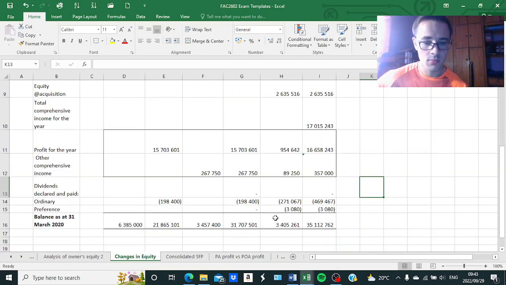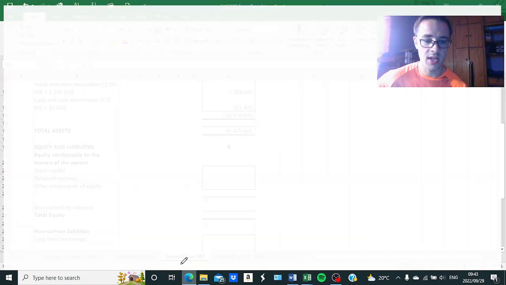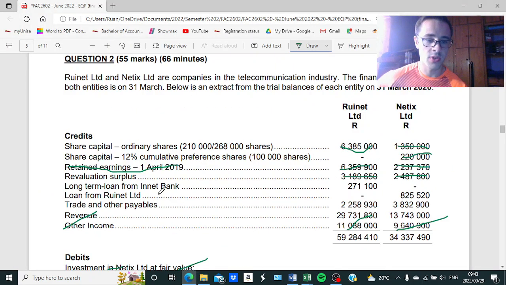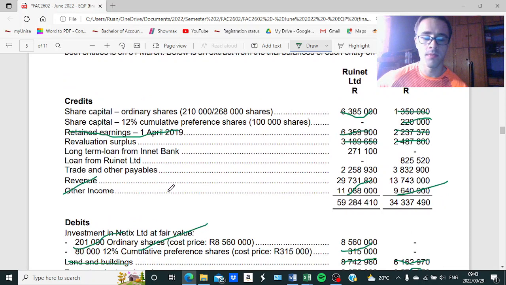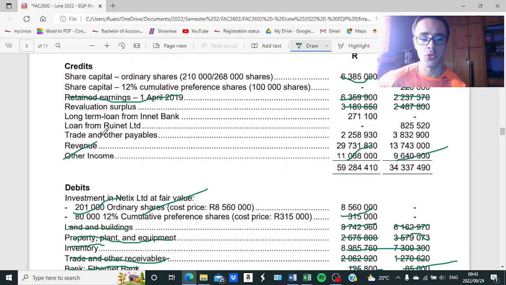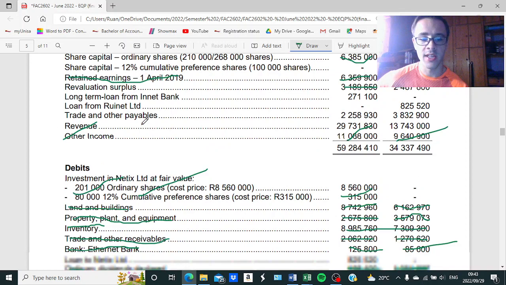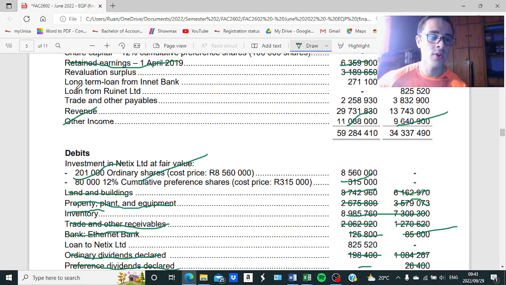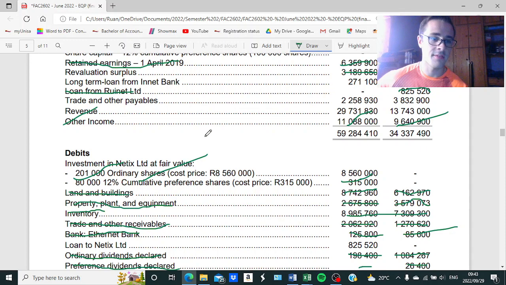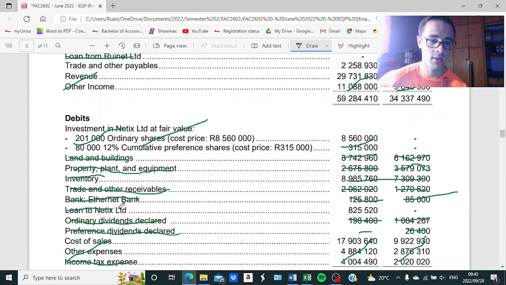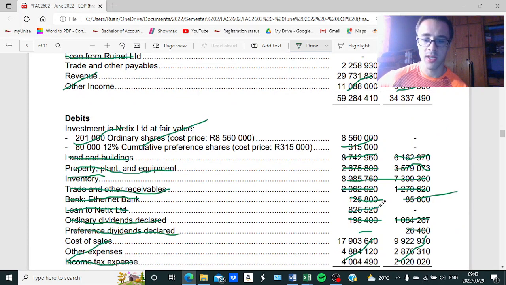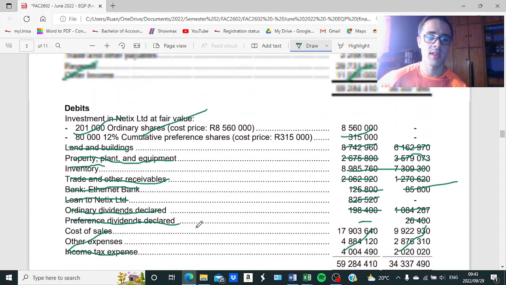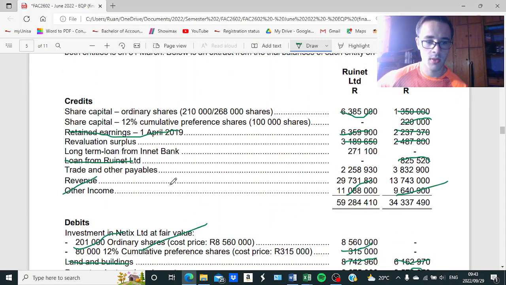Okay, so we are done with assets. Just something else that I want to address. If you look carefully at your trial balances, you will see that there is an intergroup loan. We have a loan from Renet Limited and we have a loan to Netex Limited. Okay, and they are equal in value, and we know that we are supposed to eliminate intergroup loans because the group cannot have a loan account with itself. Okay, intragroup loan accounts must be eliminated. There is no transaction that needs to be recorded in those accounts. Okay, so we just remove or eliminate those against each other.